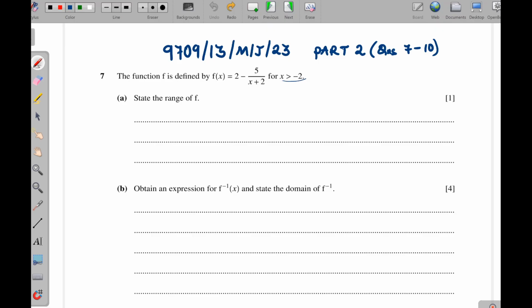So they are using x greater than negative 2 because if you get this x plus 2 and you equate it to 0, then x is going to be equal to negative 2. Now, when you have a 0 here, 5 over 0, it becomes undefined. So that means at this line here, the curve doesn't cross it. In other words, it is what we call an asymptote. An asymptote is a line that is not crossed by the curve. So x cannot be equal to negative 2 for such a function.